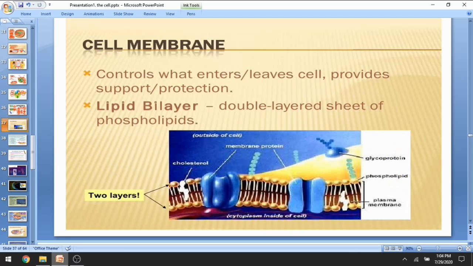They act as a guard. They control what enters into the cell. They provide support and protection. And how do they control this? They have a lipid bilayer.